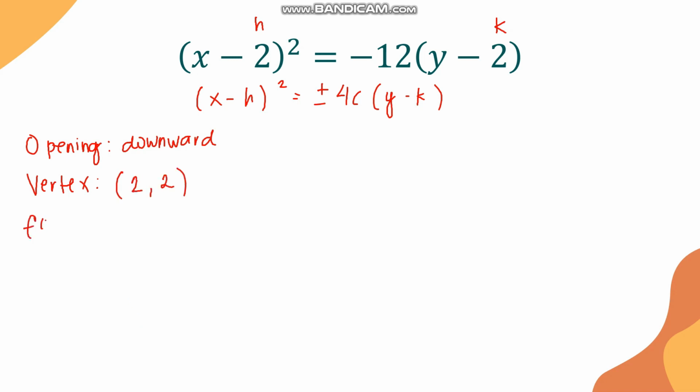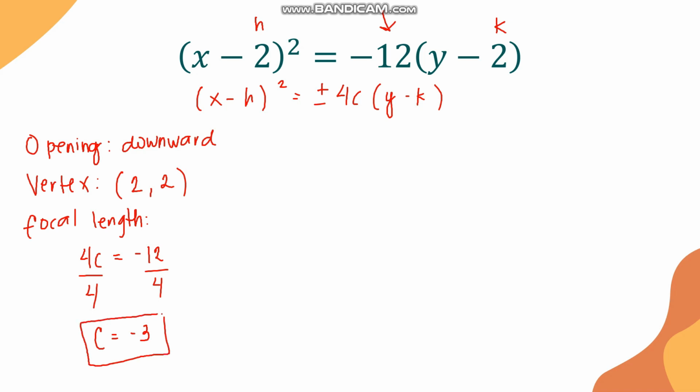Next, let's identify the focal length. For the focal length, we need to solve for 4c. And the 4c in this given equation is negative 12. So equate 4c to negative 12 and then divide both sides by 4 to solve for c. So we have c equals negative 3. So that is now the value of c.